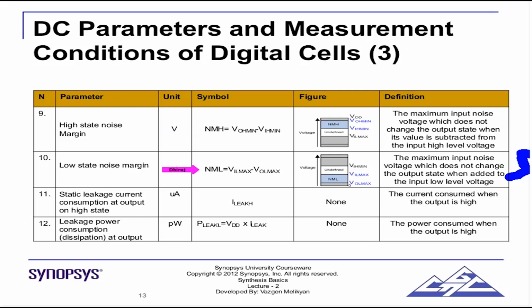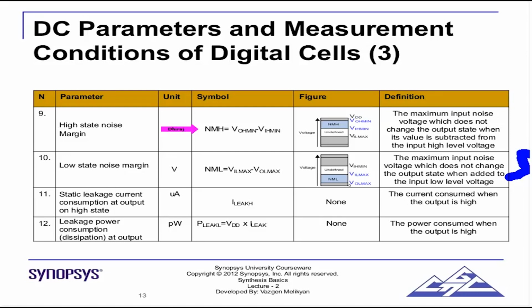So NMH is the maximum input noise voltage which does not change the output state when its value is subtracted from the input high level voltage. I repeat, this is the maximum input noise voltage which does not affect the output state when its value is subtracted from the input high level voltage. So let's say the input high level voltage is not VDD, it is VDD minus X. Now the maximum value of this X is nothing but NMH. If the disturbance goes beyond this maximum value, it will affect. If the disturbance remains within this value, the disturbance will be ignored.